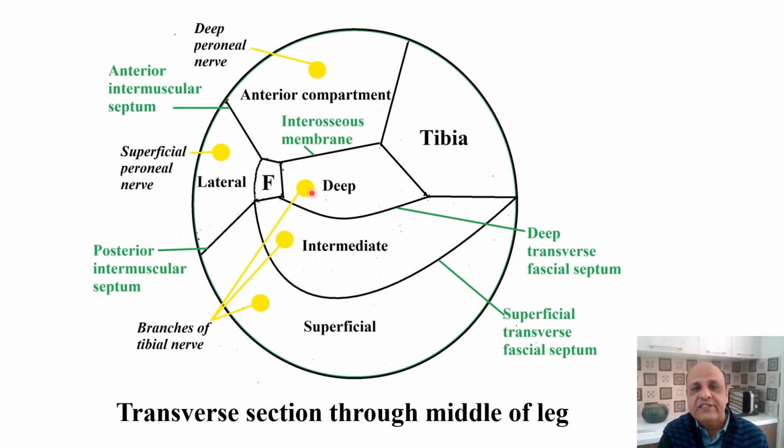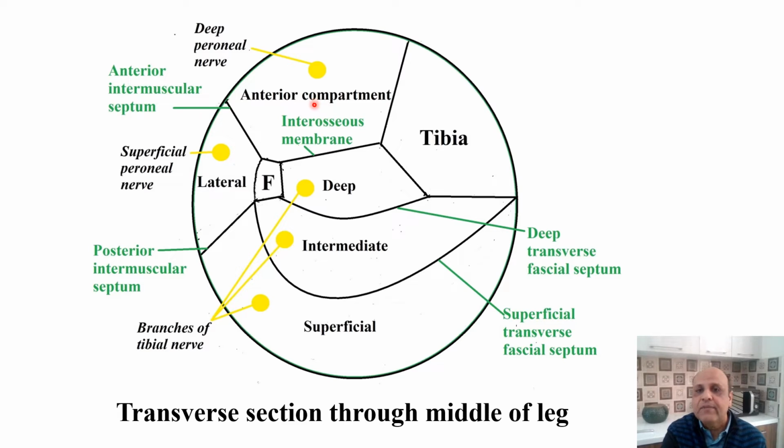So we must appreciate that the leg has three compartments: anterior compartment, lateral compartment and posterior compartment. The anterior and posterior compartments are separated by the interosseous membrane, and the lateral compartment lies between the anterior and posterior intermuscular septa. The nerve supply of the anterior compartment is the deep peroneal nerve, of the lateral compartment is the superficial peroneal nerve, while the nerve supply of the posterior compartment is the tibial nerve.